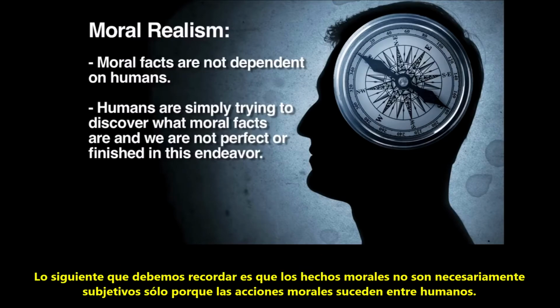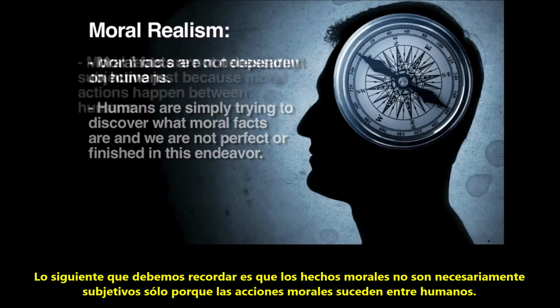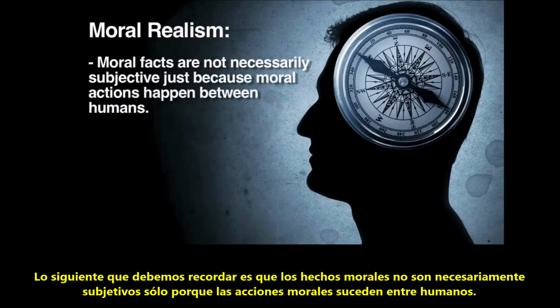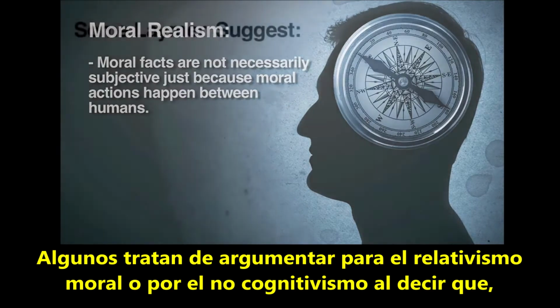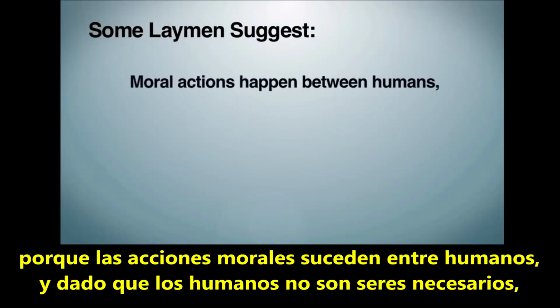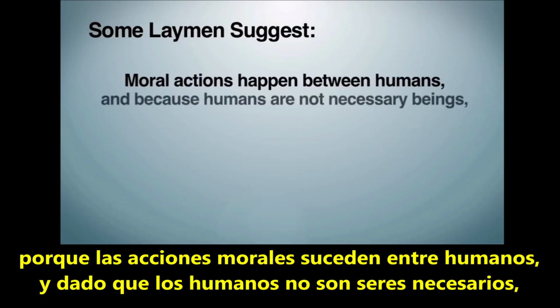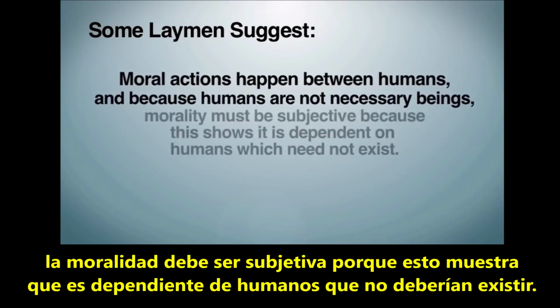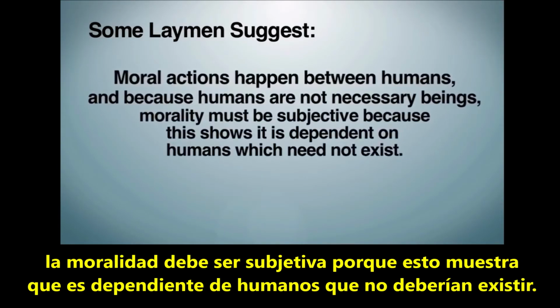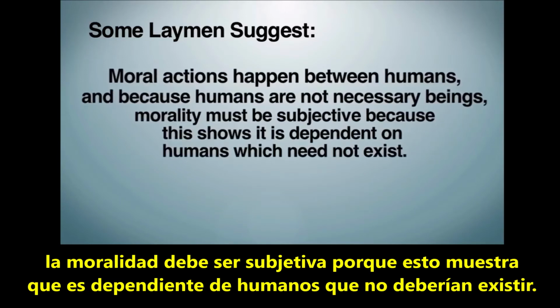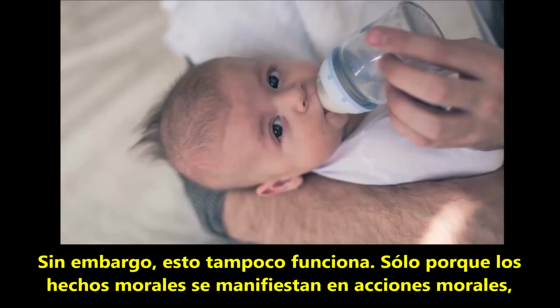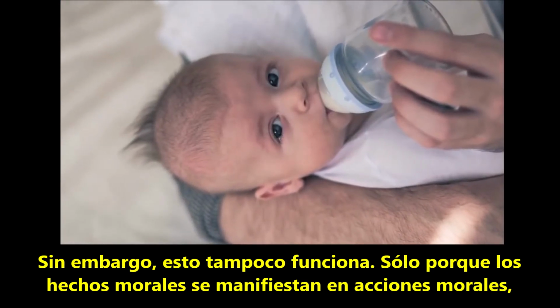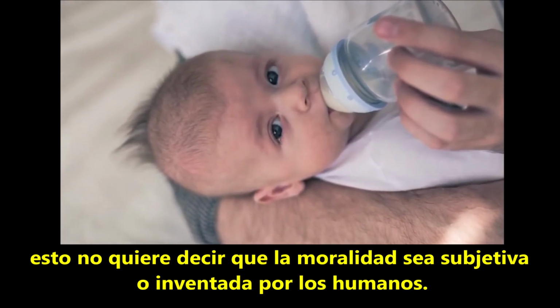The next thing we need to remember is moral facts are not necessarily subjective just because moral actions happen between humans. Some try to argue for moral relativism or non-cognitivism by saying because moral actions happen between humans and because humans are not necessary beings, morality must be subjective because it shows it is dependent on humans, which need not exist. However, this doesn't work either.